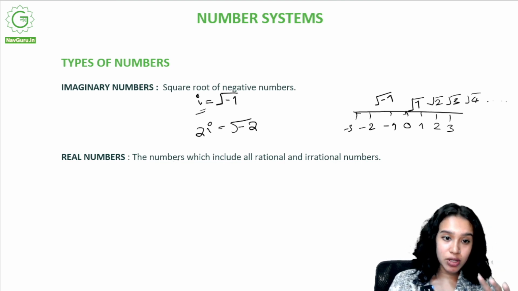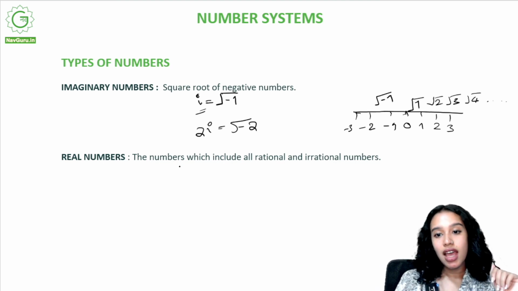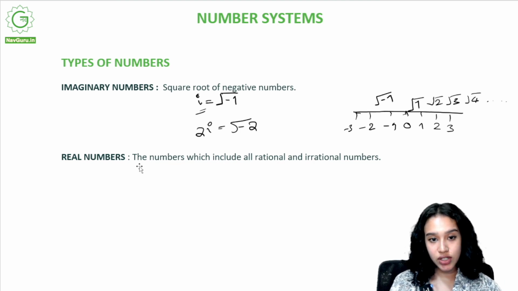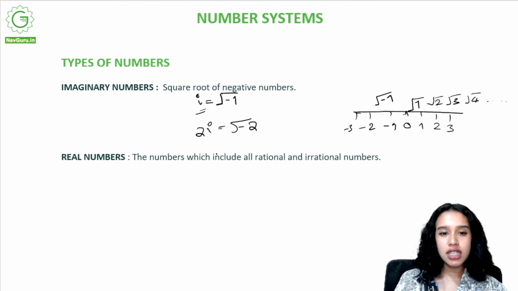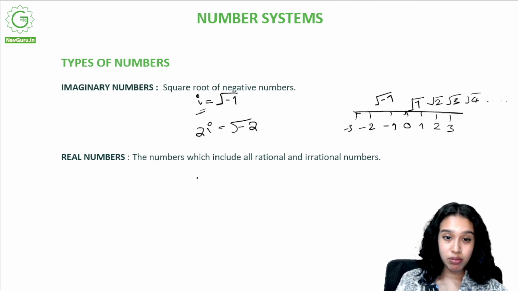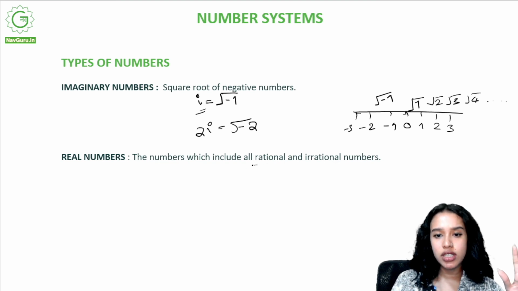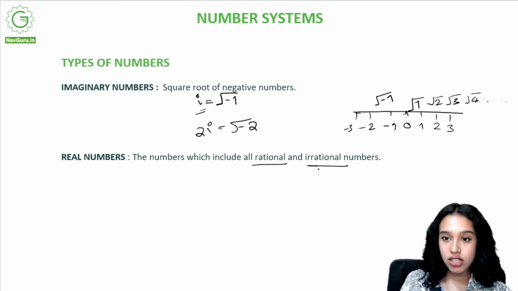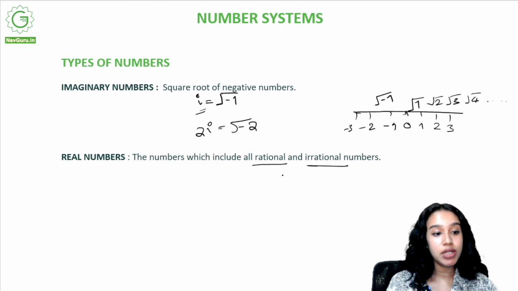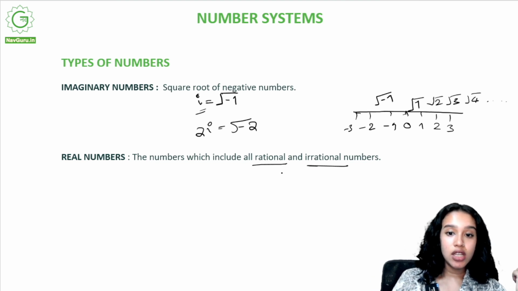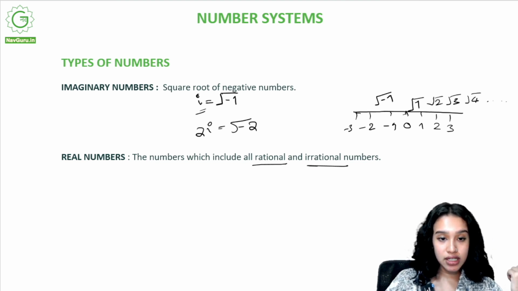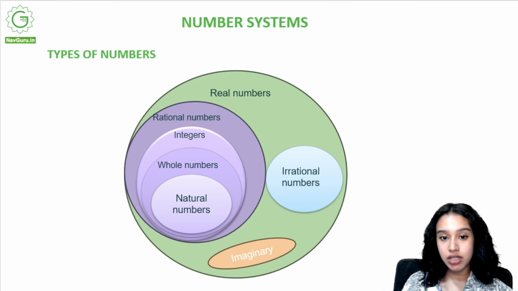So this is about imaginary numbers. And now we have the real numbers. The real numbers are the type of numbers which include everything. Everything including rational, irrational, imaginary numbers, square roots, you name it, you have it inside real numbers. So to make it easier for you guys, we've got a diagram here.